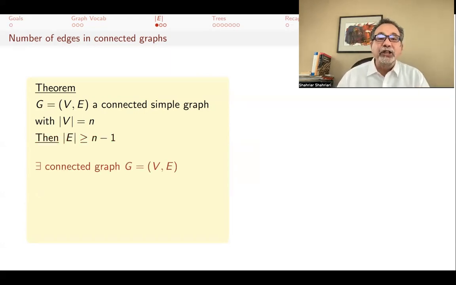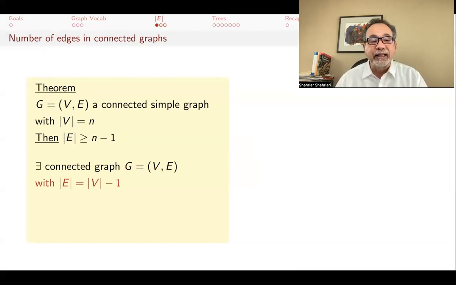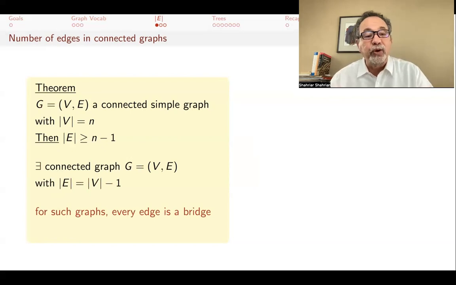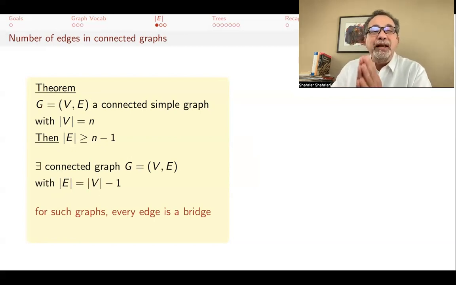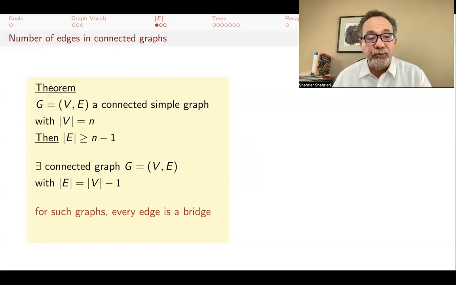And in fact, there are connected graphs where the number of edges is one less than the number of vertices. And for such graphs, for these extremal graphs, the ones that have just the minimum number of edges that you need to be connected, every edge is a bridge.